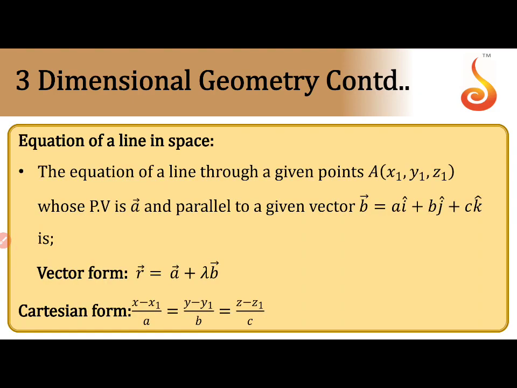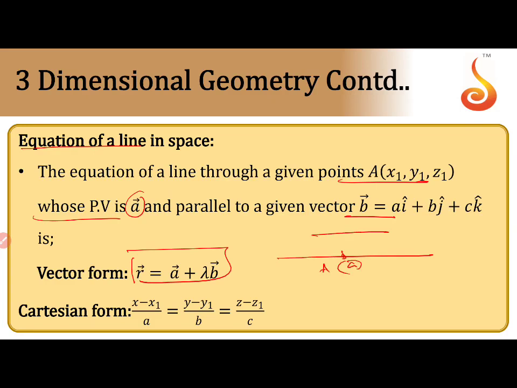So, equation of a line. In the second year, we have the vector equation of a line and Cartesian equation, vector equation of a plane and Cartesian form. The vector equation of a line has two forms. The vector equation of a line passing through a point with position vector a bar and parallel to vector b bar is r bar equal to a bar plus lambda b bar. And the Cartesian form is (x minus x1) by a equal to (y minus y1) by b equal to (z minus z1) by c. Here a bar is (x1, y1, z1).